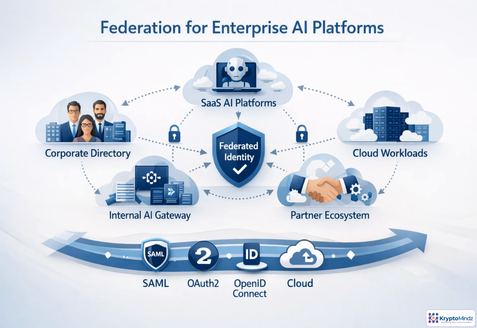Federation lets one trusted identity system support access across many AI environments, without creating duplicate accounts everywhere. A corporate identity provider authenticates the user, then passes verified claims to SaaS AI tools, internal gateways, cloud workloads, or partner tenants. Standards like SAML, OAuth2, OpenID Connect, and cloud federation carry that trust. The key control is mapping claims to the right roles and entitlements, while limiting partner or vendor trust, so access does not expand unexpectedly.